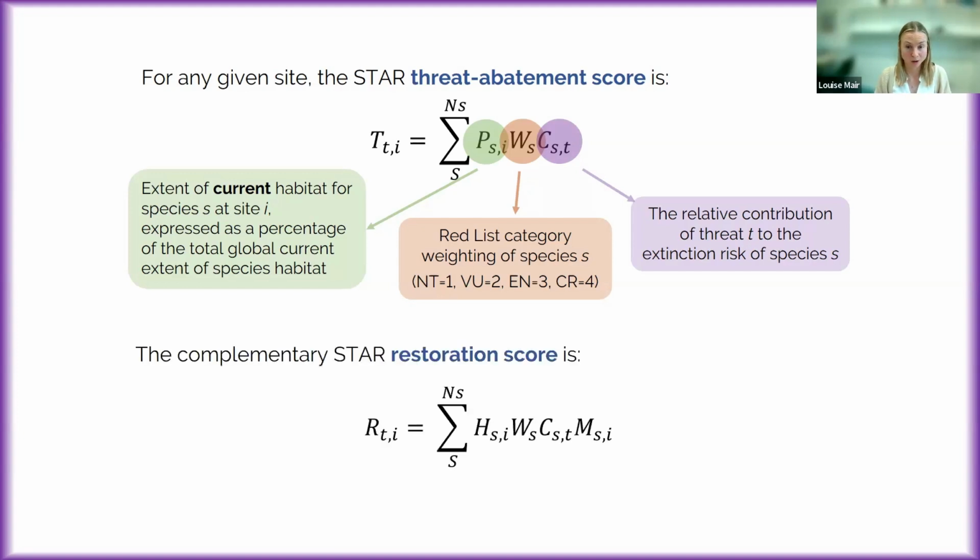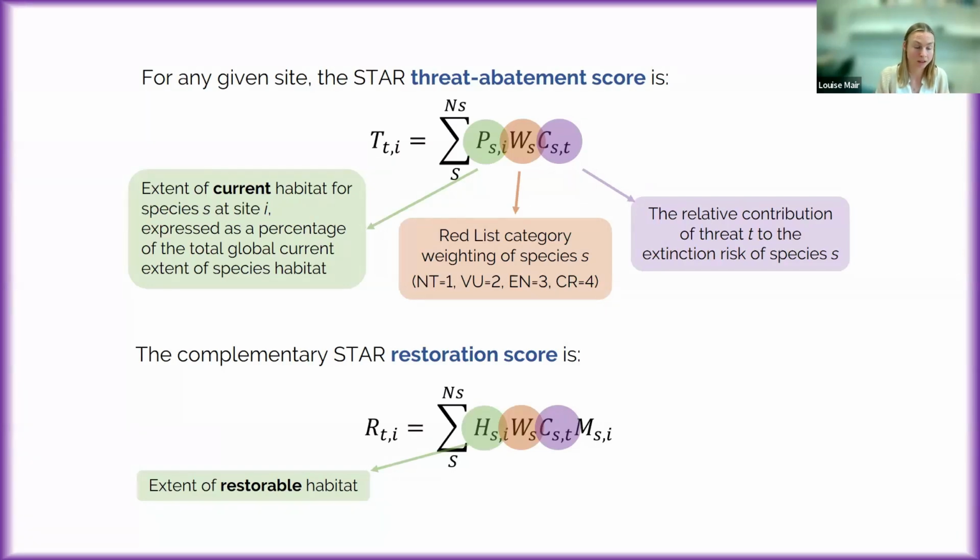For each site, you get a complementary restoration score. And this has some similarities, but there are a couple of key differences. First of all, we use the extent restorable AOH for the species at the site because we are considering the potential for restoration. The species weighting and the relative contribution of threats is exactly the same. It's worth noting that we include the relative contribution of threats within the restoration score because we assume that as you are restoring habitat, you will have to mitigate those threats that exist within the area anyway for restoration to be successful.